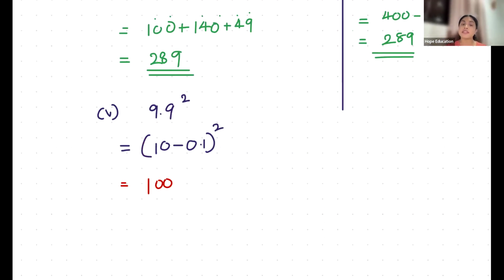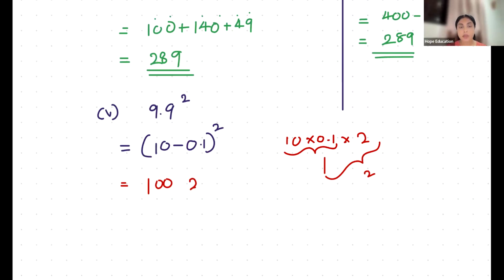Then, we multiply the first term, second term, and 2. So, 10 multiplied by 0.1 multiplied by 2, no? 10 multiplied by 0.1 is 1. 1 multiplied by 2, we get the answer as 2. Here, plus times minus is minus, minus times plus is still minus.